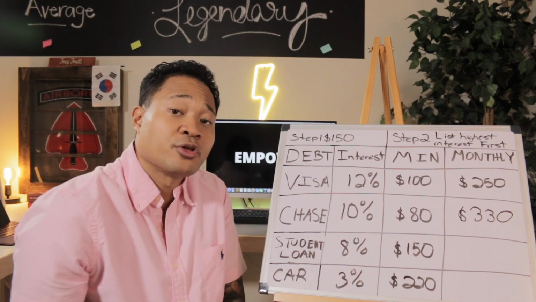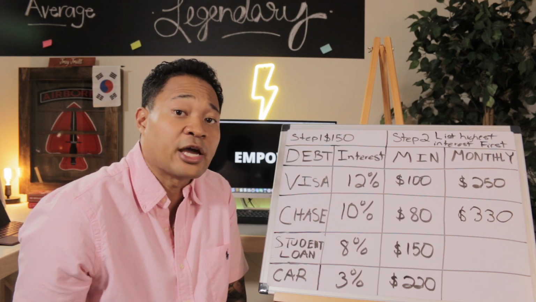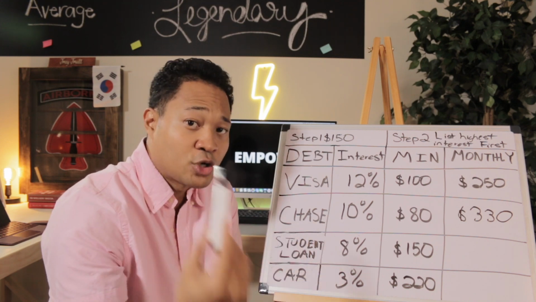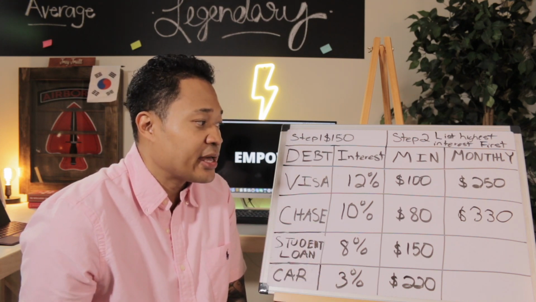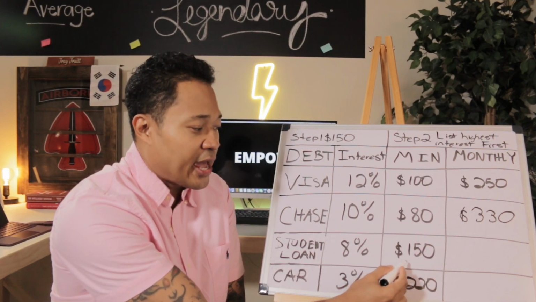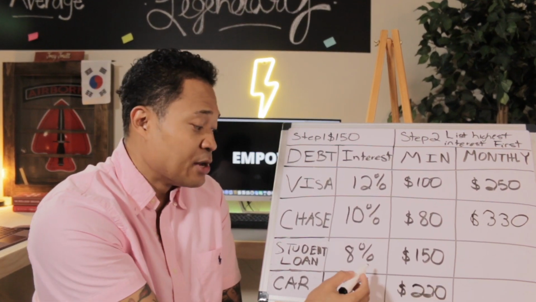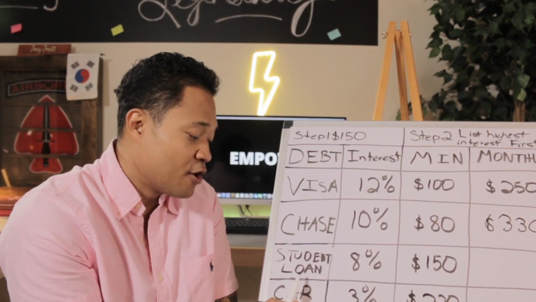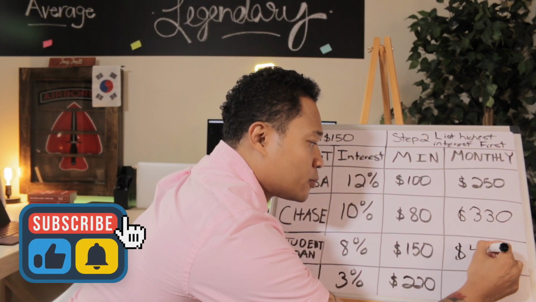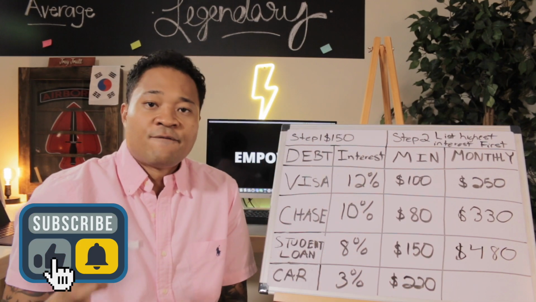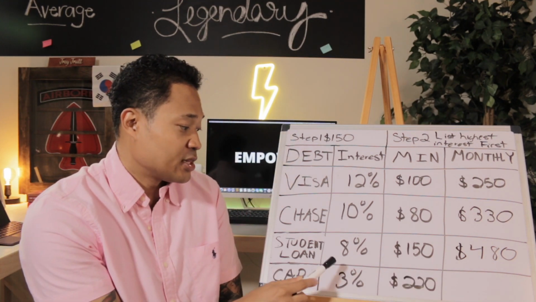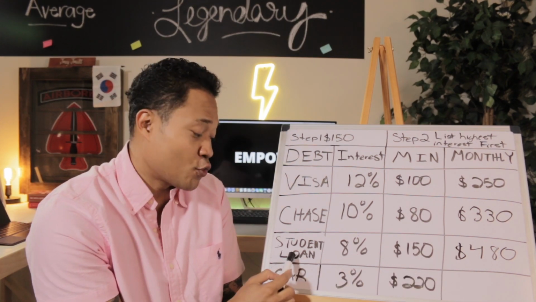And you're gonna pay the $330 in addition to any other money that you come across that you can add to it. You're gonna pay this Chase credit card off and you just go to the next one. So now you're going to apply the $330 that you just used to pay off the Chase. You're now gonna add your $150 minimum payment on your 8% interest for your student loan, all right? And this is gonna bring you to $480. Now, $480 you're gonna use to pay off the balance for your 8% interest for your student loan.